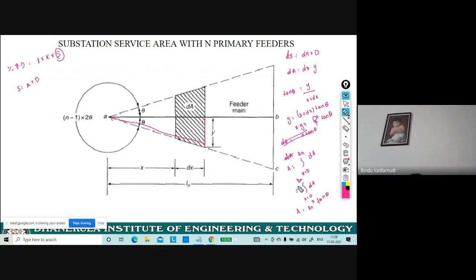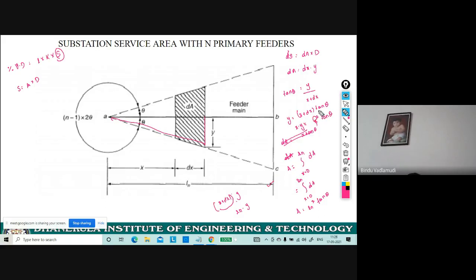Is there any wrong? If it is a part of the section, the length is x plus dx into y. For finding the total area, this x plus dx will be extended up to ln. So ln into y. What is the value of y?